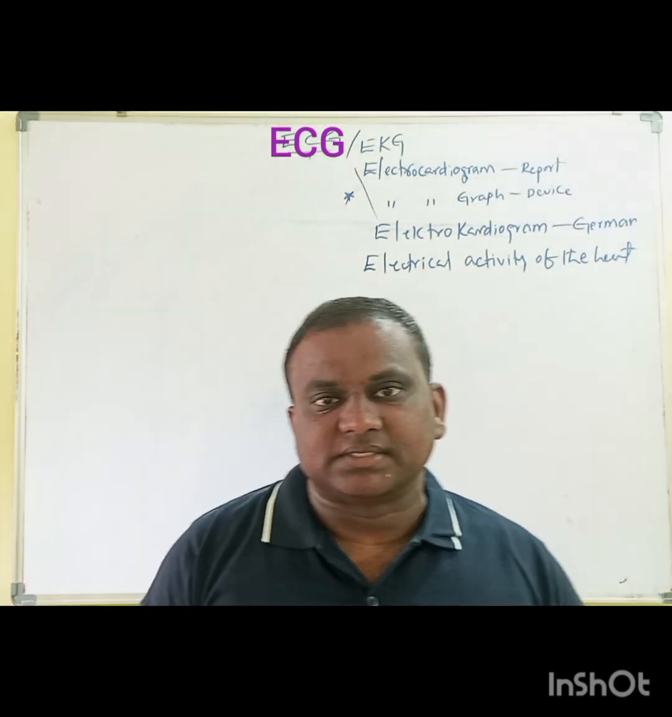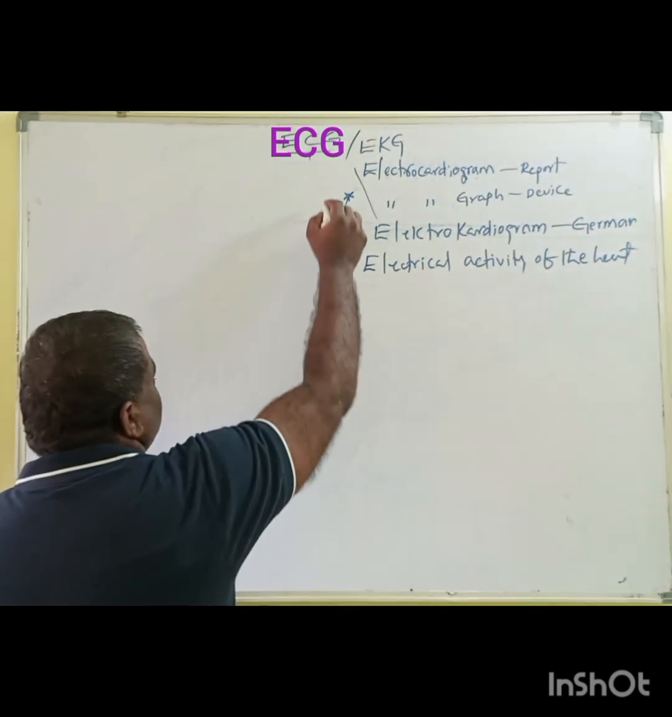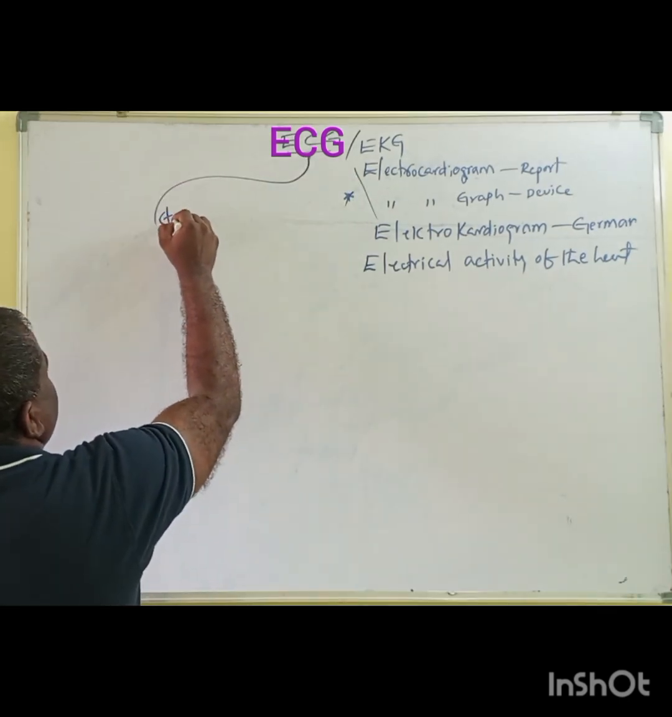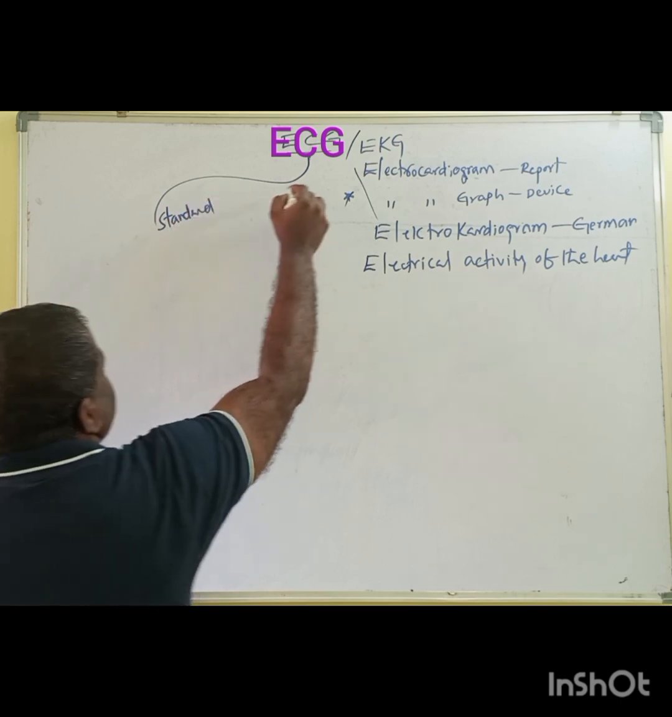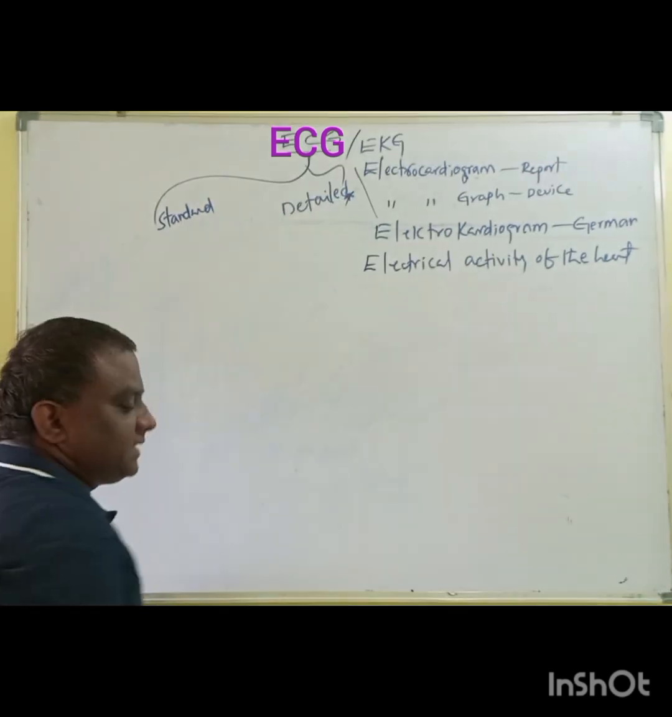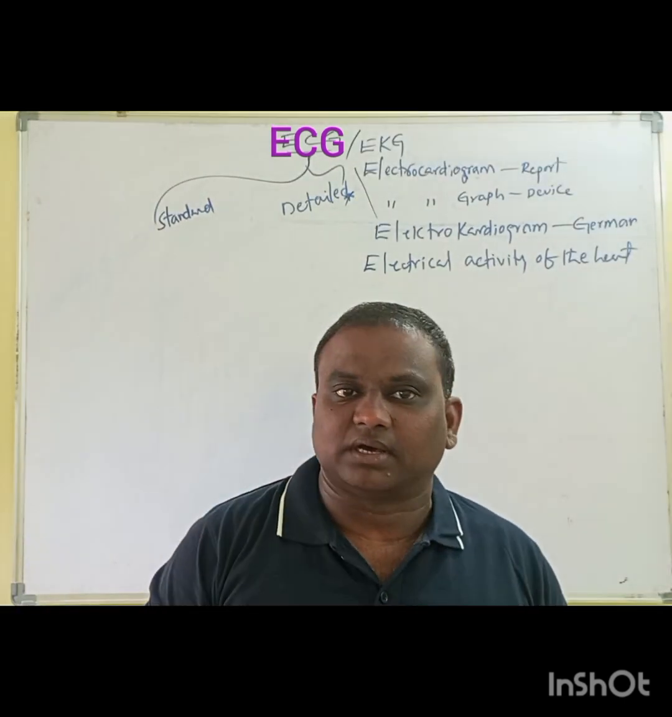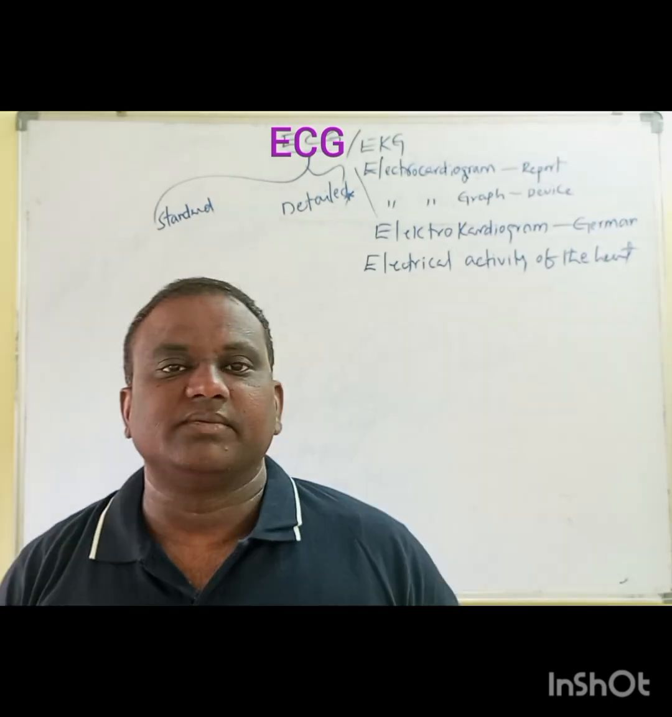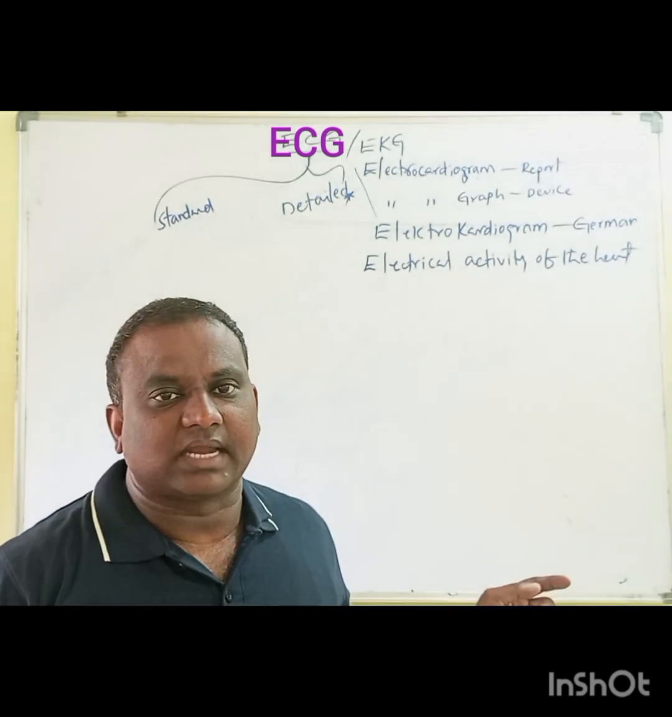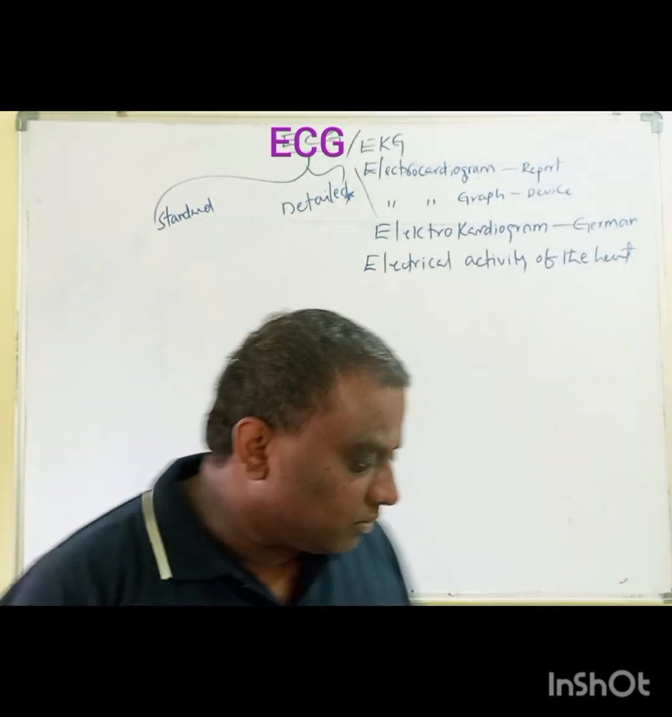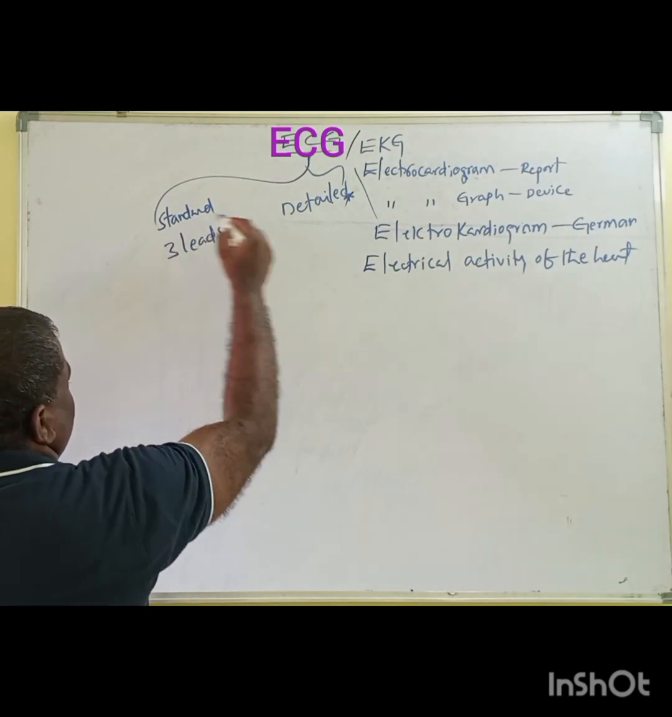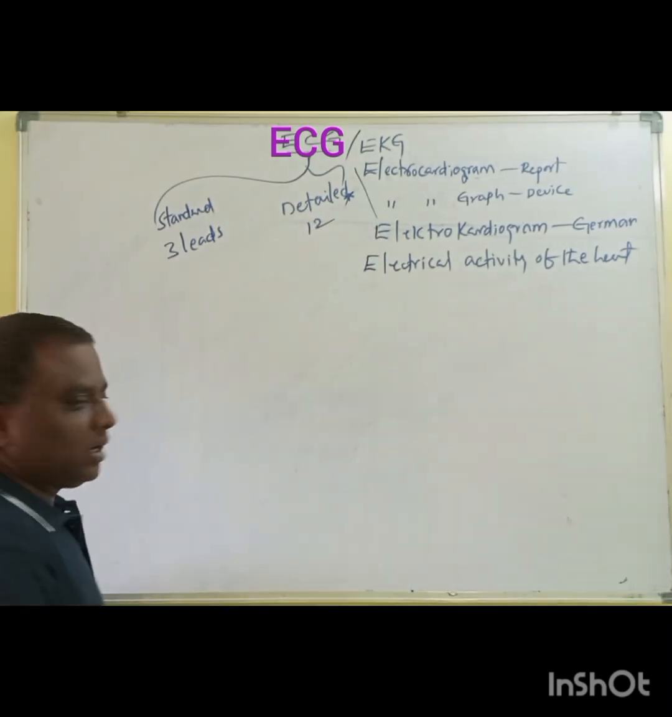There are two types of ECGs available throughout the world. One is a standard ECG. The other one is a detailed ECG. In the standard ECG, there are 3 leads or 3 sensors. In the detailed ECG, 12 leads are used. Now we are discussing the standard ECG, where 3 leads are there.